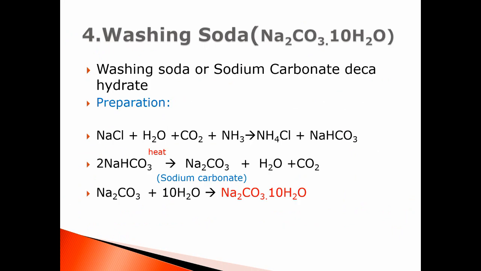Chemical which can be formed from NaCl is washing soda or sodium carbonate decahydrate. Sodium chloride, when it reacts with ammonia in presence of water and carbon dioxide, gives baking soda, which on heating gives sodium carbonate. This we have discussed in previous slide also. Now we add 10 molecules of water to sodium carbonate, which gives our washing soda, that is Na2CO3.10H2O.